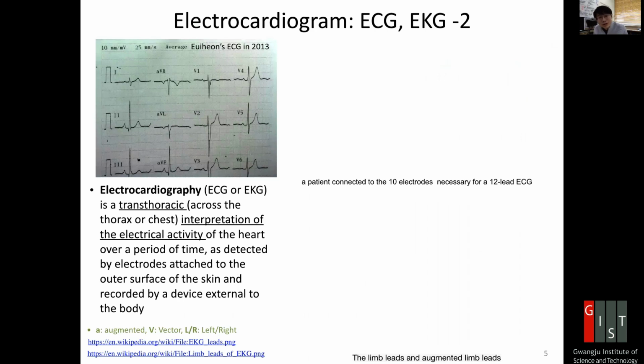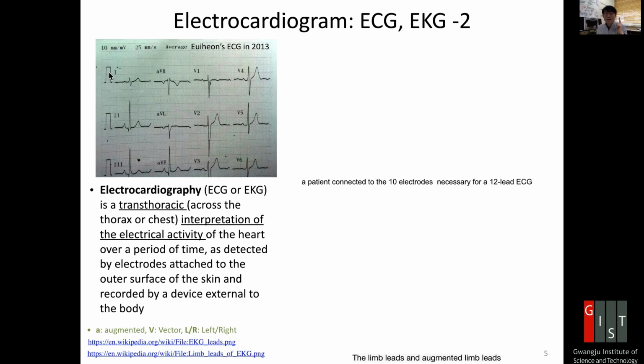So I brought my own ECG diagram, which I begged from the nurse. Please give me this so that I can share it with my students. So look at this. This was recorded in 2013. I've got this strip of my ECG diagram, which is written on top of grid lines, each just 1 millimeter. And these grid lines have a meaning.